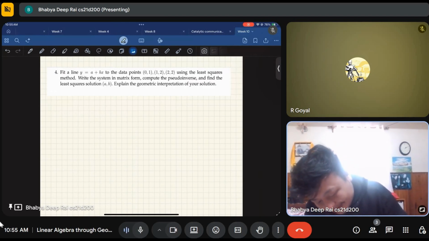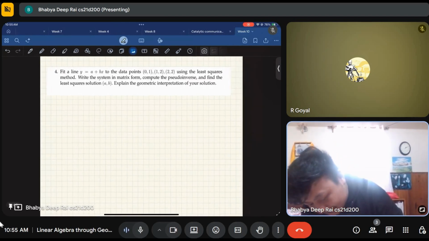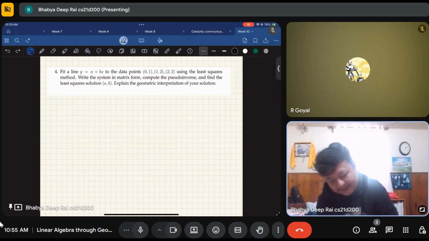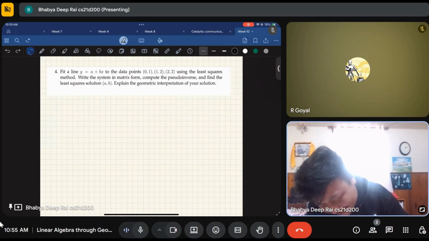So here is the question. You have these data points (0, 1), (1, 2), (2, 2), and using the least squares method, I want to fit the line y equals a plus bx. Using least squares, write the system in matrix form, compute the pseudo inverse.